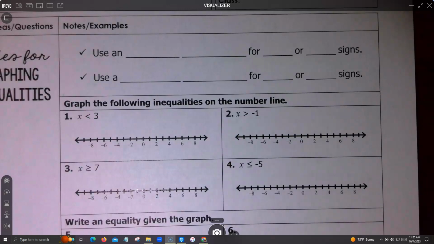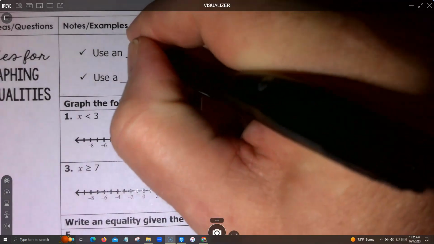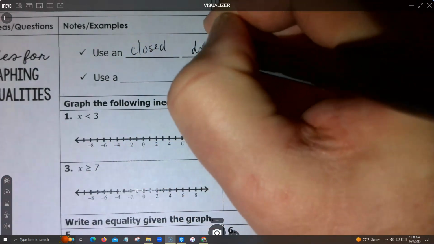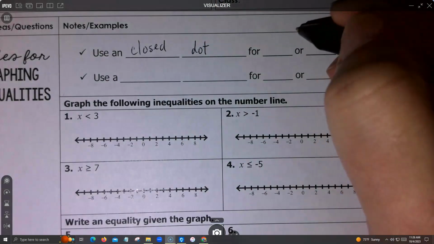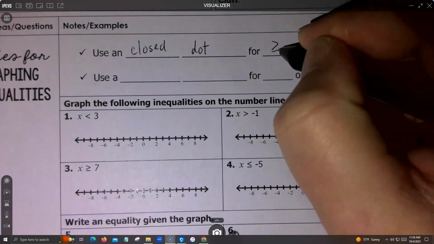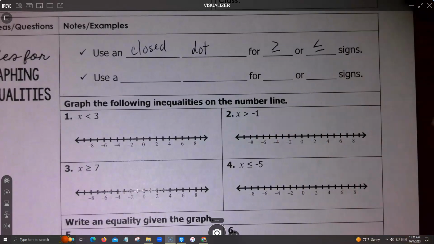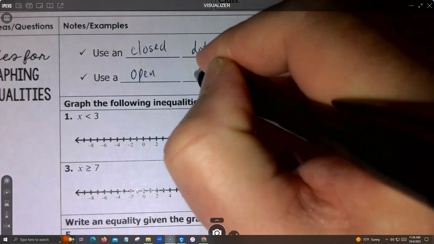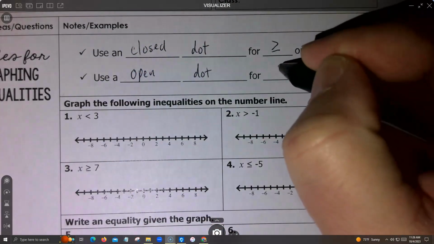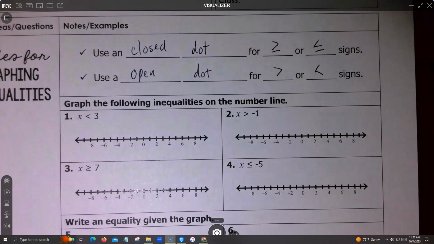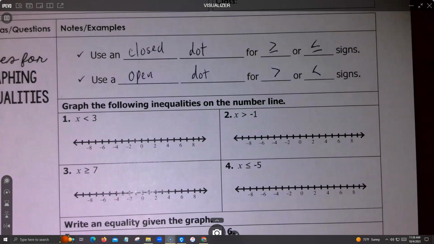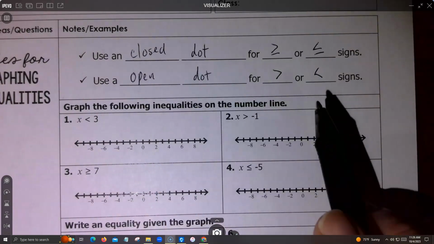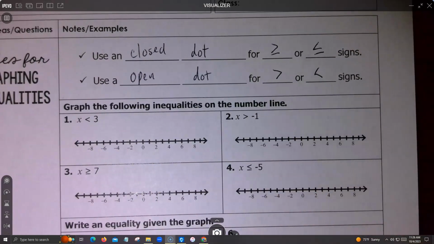that works. So you're going to use a closed dot or closed circle, if you want to call it that, for anything that's greater than or equal to or less than or equal to. And you're going to use an open dot for anything that's greater than or less than. So basically the rule of thumb is close it if you say equal to. Keep it open if you don't when you read the inequality symbol.